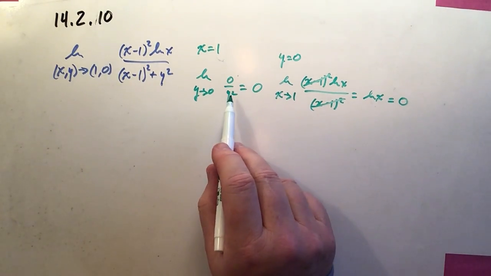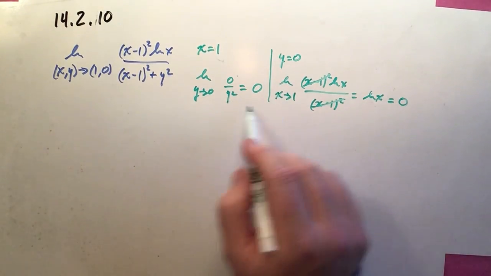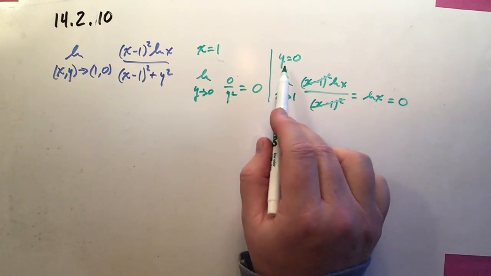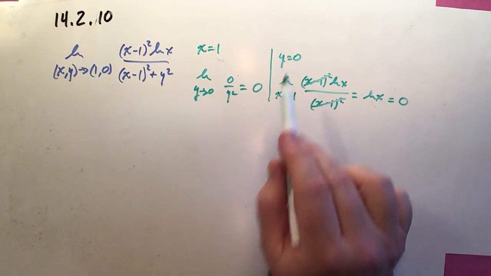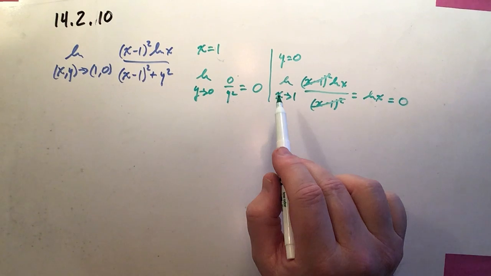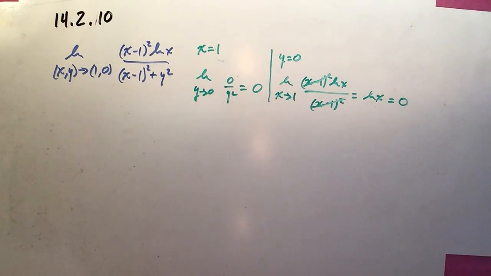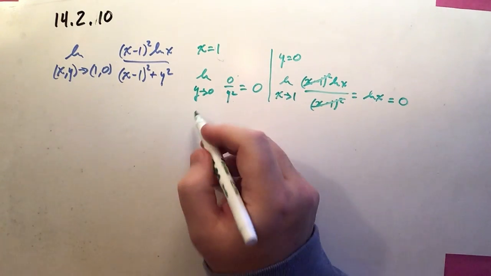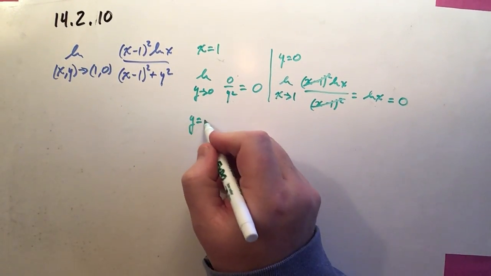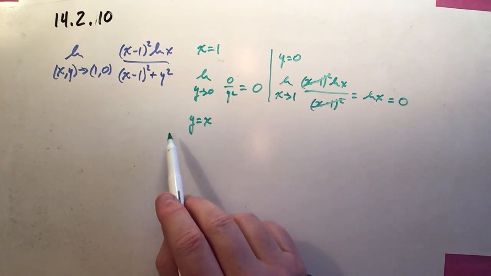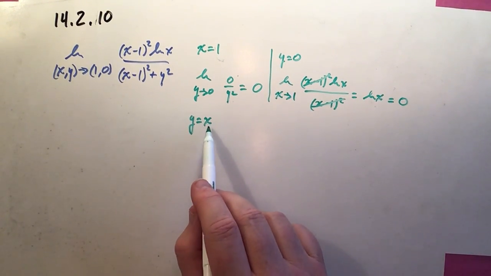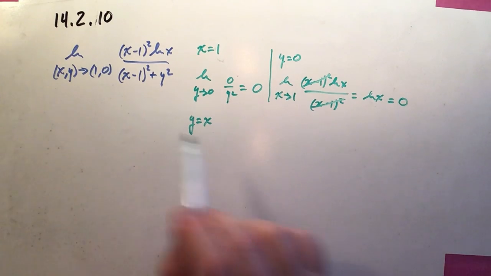So far so good. I have that it approached 0 when x was equal to 1, and it approaches 0 when y is equal to 0. The only third option along this one would be along the line y equals x. And let's see what this turns out to be when y equals x. I'm going to go ahead and change the y into an x, because that's an easier one.